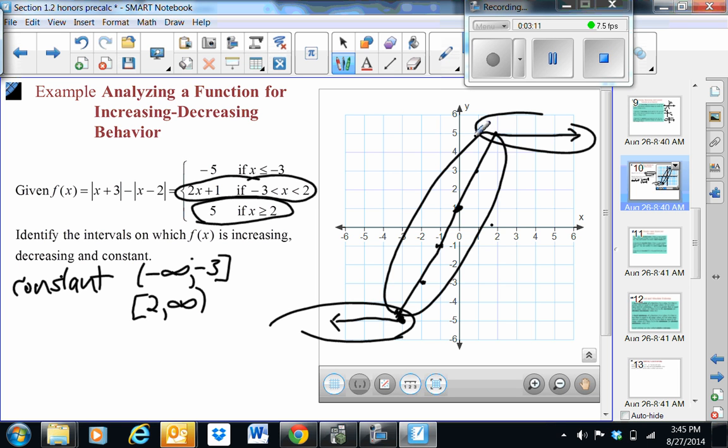Now the only other piece of this graph is right here. And as x is getting bigger, y is getting bigger, and so we would say it's increasing on the interval where x is greater than or equal to negative 3 and less than or equal to 2.